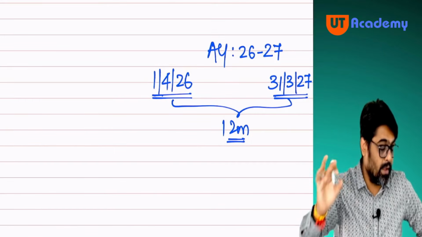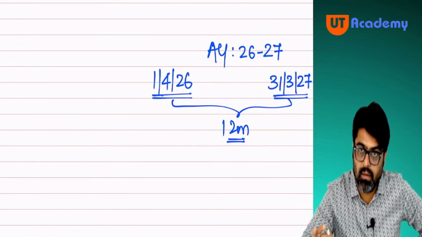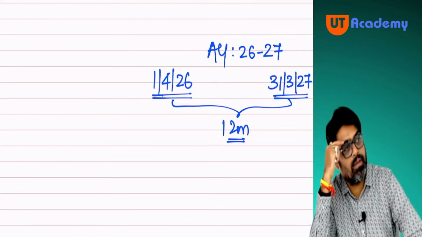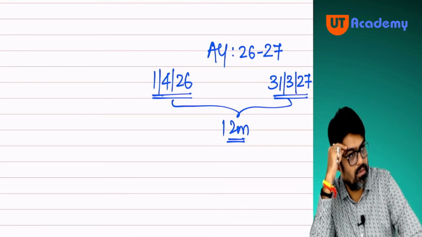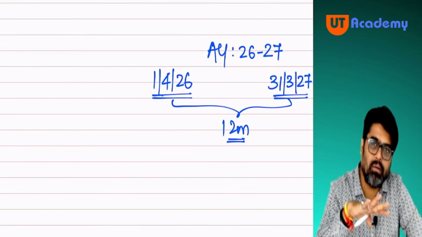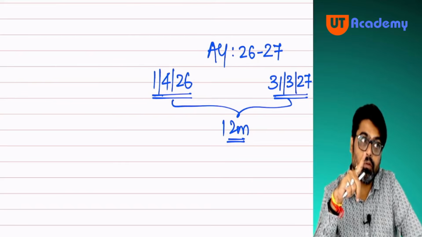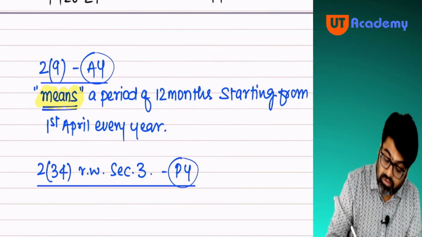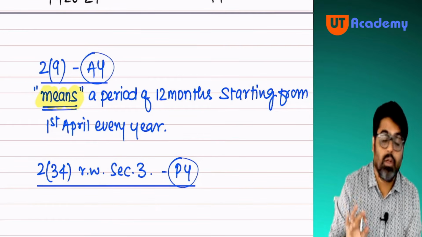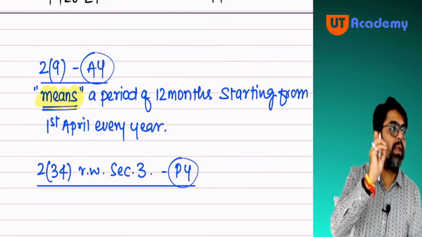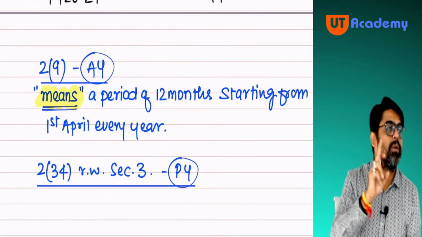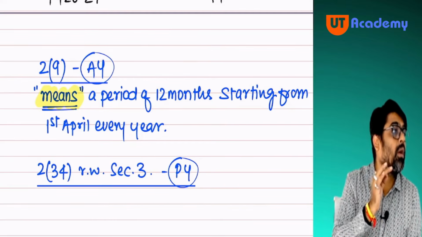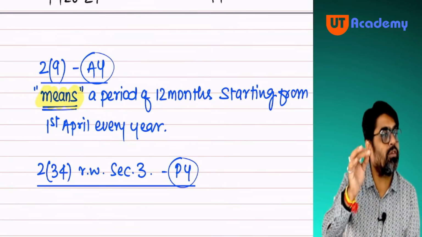It cannot start on any other day. Every year it will start from 1st April only. Can it be a period of more than 12 months? No. Can it be a period of less than 12 months? Or always 12 months? Because the definition exclusively says that it is a period of only 12 months. So, assessment year can never start on any other day except 1st April. Assessment year cannot be less than or more than 12 months. It will always be for 12 months.